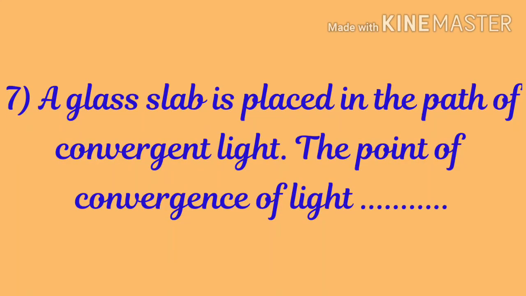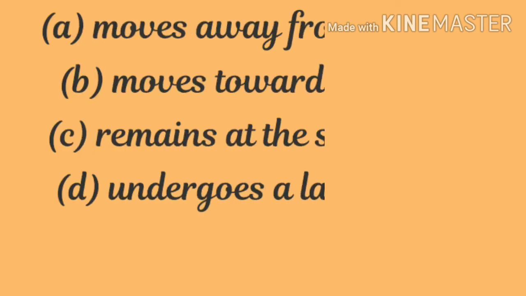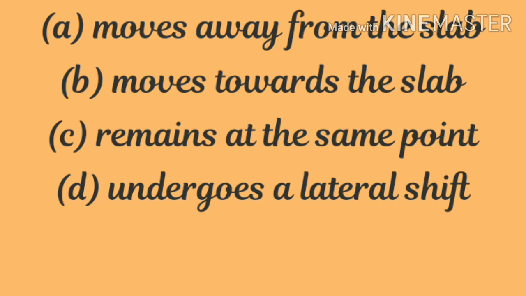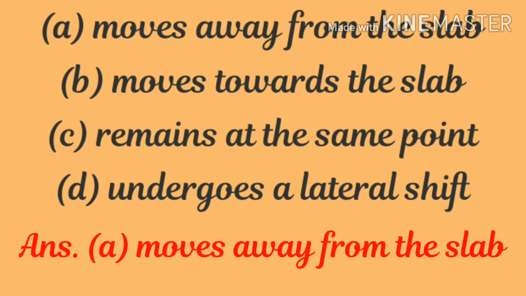7. A glass slab is placed in the path of convergent light. The point of convergence of light dash. The options are A. Moves away from the slab, B. Moves toward the slab, C. Remains at the same point, and D. Undergoes a lateral shift. And the correct answer for this question is option A. Moves away from the slab.